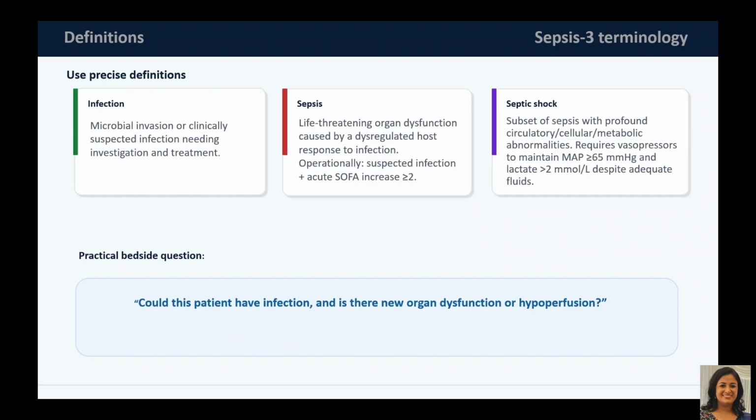So the practical bedside question is, when you see a patient, we are going to see whether this patient is having infection, or whether this patient is having an infection plus organ dysfunction, or whether this patient is having hypoperfusion or is in the shock state. So you're going to practically see what is the state of this patient whenever you see a patient suspecting sepsis.